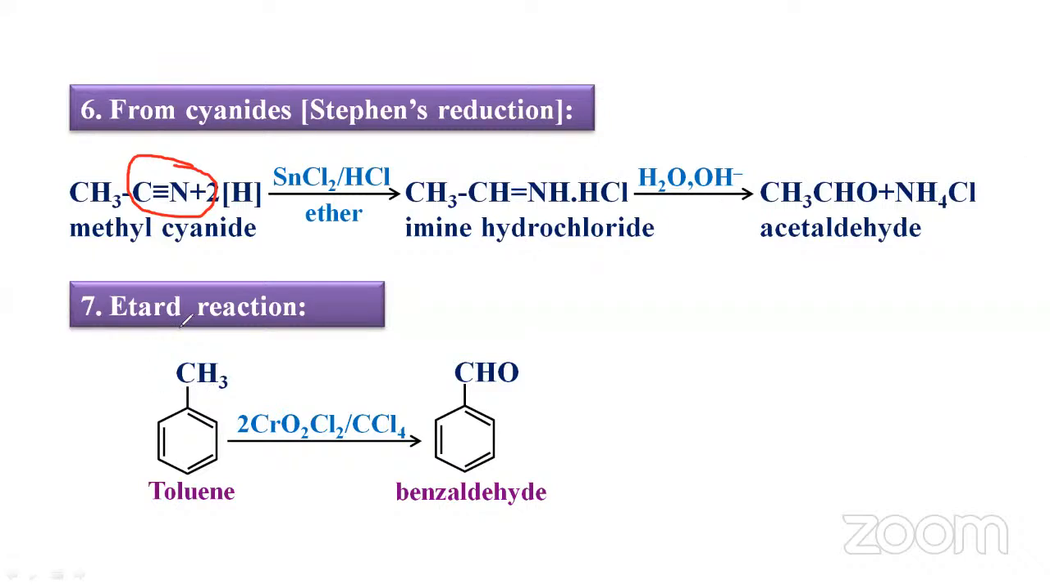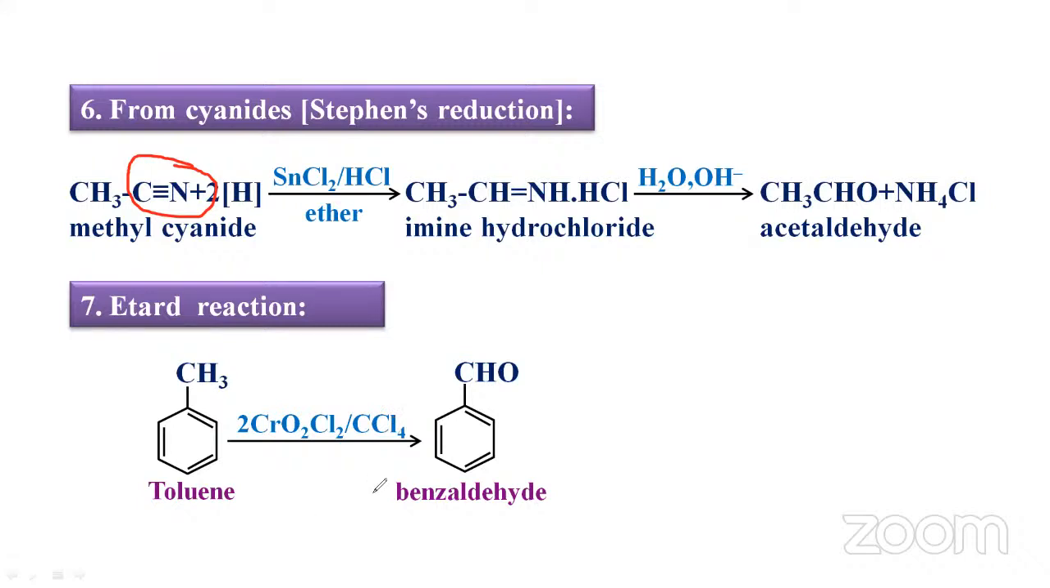So this is Etard reaction. What are you going to do? The starting reactant is taken as toluene, and the reagent taken is chromyl chloride, CrO2Cl2, in carbon tetrachloride. So you are going to do oxidation. Etard reaction is nothing but an oxidation.